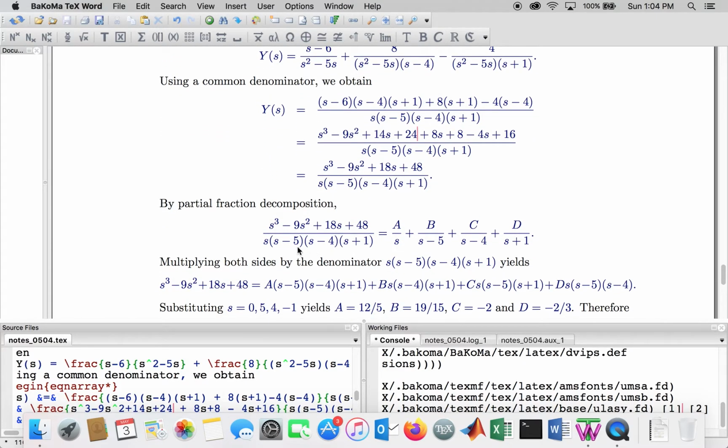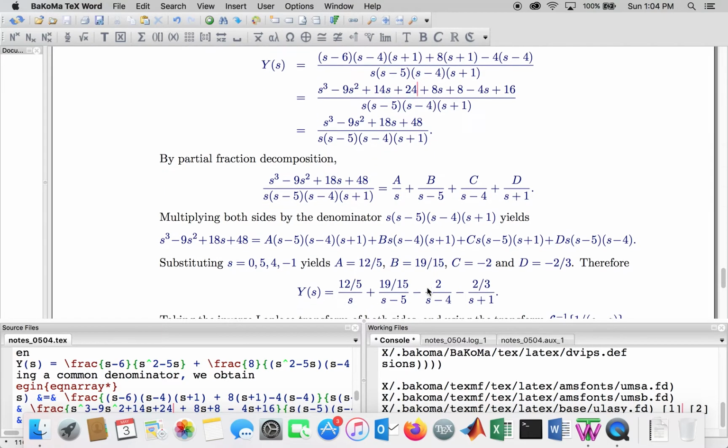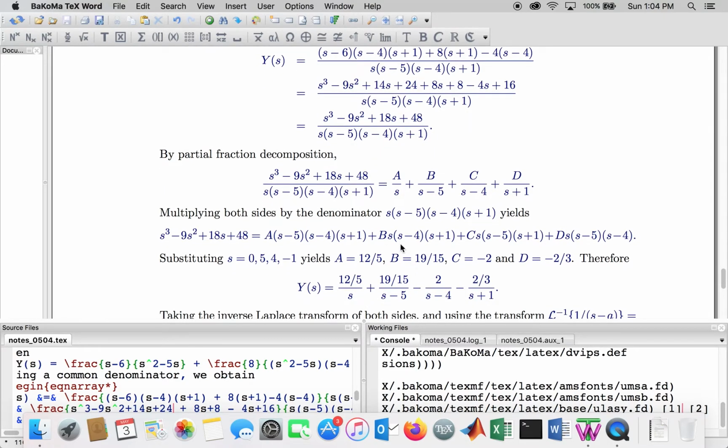So then I multiply both sides by the entire denominator of the left side, and I get A times whatever is not underneath it, plus B times whatever is not underneath it, and then similar for C and D. So now I have this equation that I need to use to solve for A, B, C, and D. Like before, you substitute any four distinct values of s, choose the ones that make one of these factors, s or s minus 5 or s minus 4, s plus 1, equal to 0.